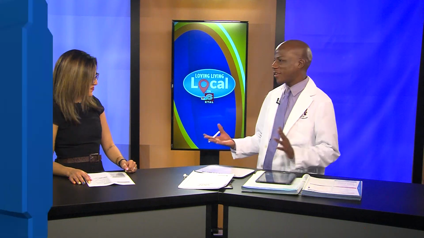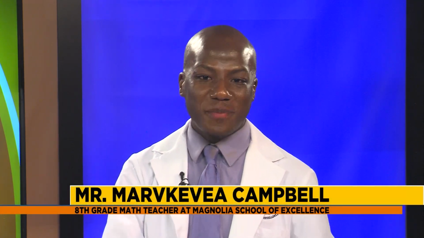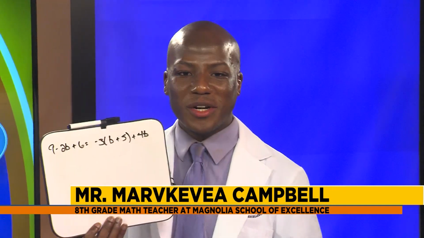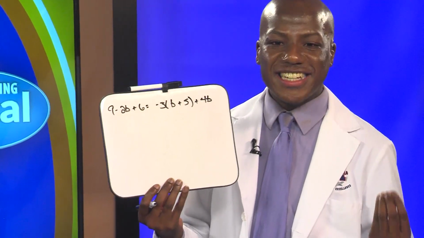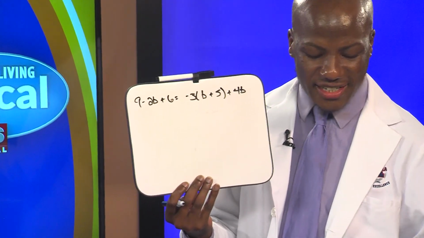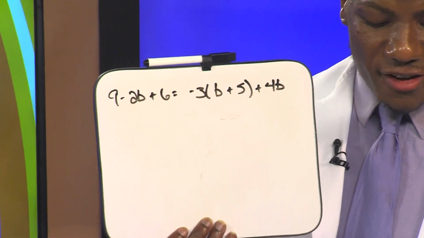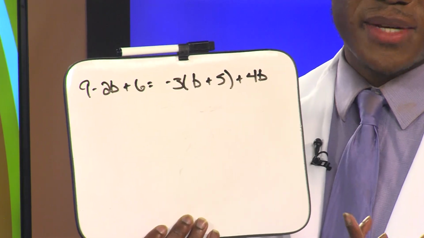Definitely. Thank you so much for having me. I'm really excited. Today we're going to be learning how to solve linear equations. This is 8th grade math, straight from the Illustrative Mathematics curriculum. I'm just going to hold my board up a little for you guys. The problem we have for today is 9 minus 2b plus 6 equals negative 3 times b plus 5 plus 4b. And anytime we have parentheses, we know that means multiplication, okay?